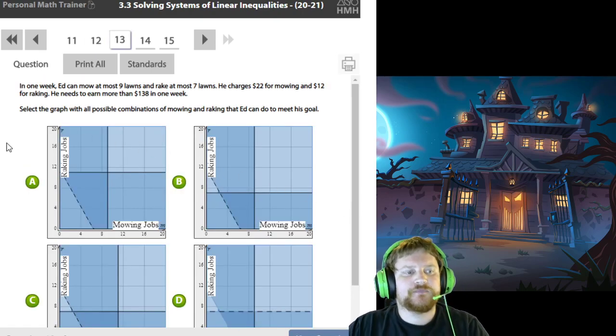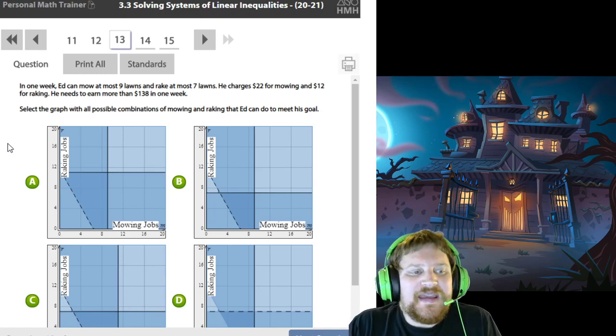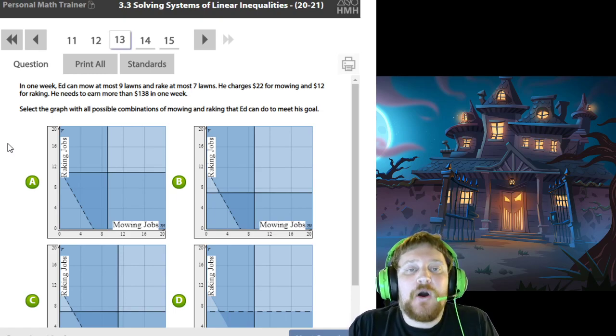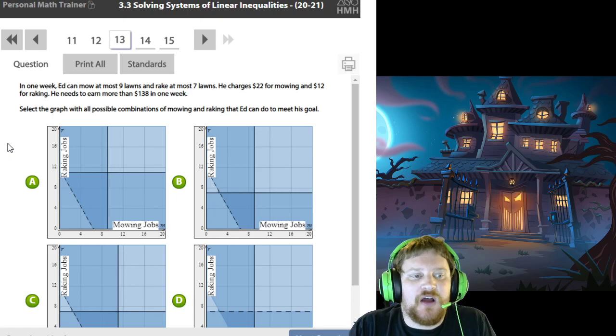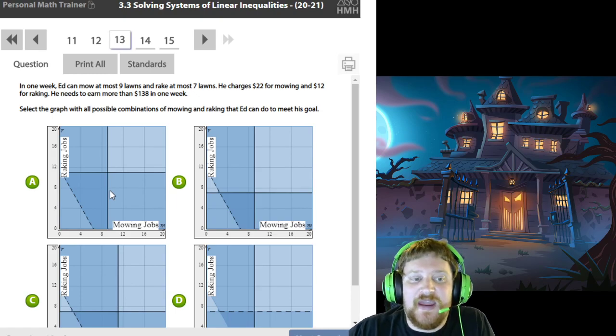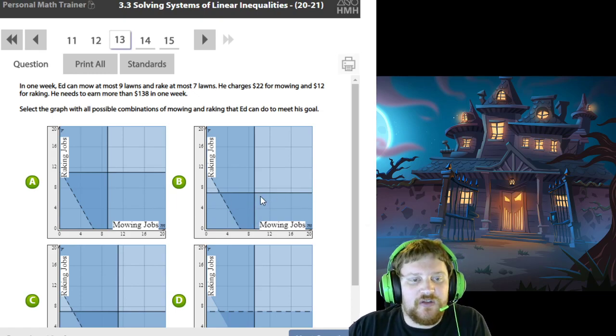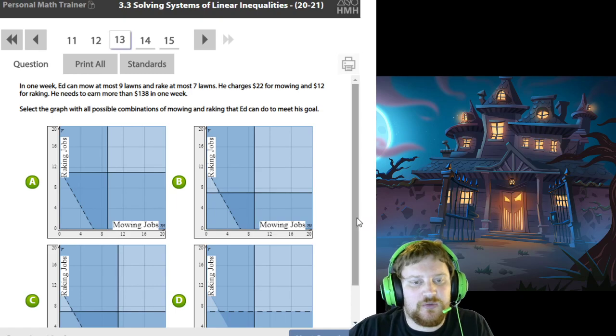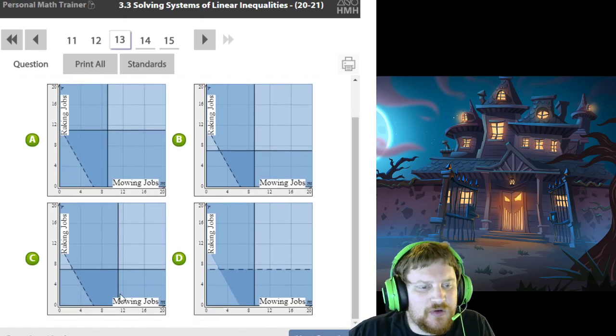Number 13. In 1 week, Ed can mow at most 9 lawns. So no more than 9 lawns. That's mowing. Okay, so this is 8, 9, 10, 11, 12. So looks like we have our vertical line, and at most can be equal to. So another vertical line at 9. So we're still good there. This one appears to be at 11, so that's too high. And this one's at 9. So it's not C.